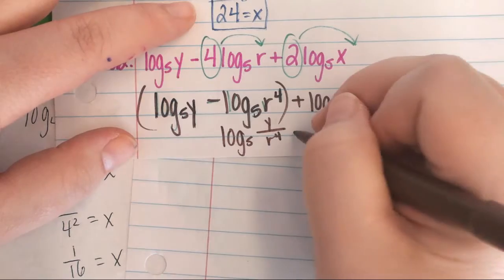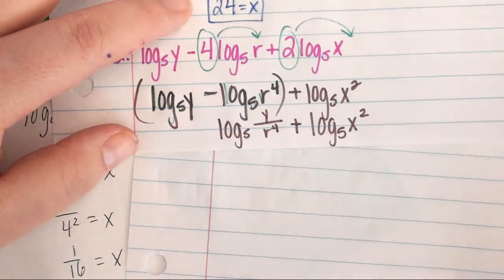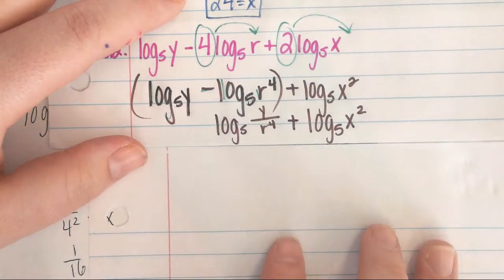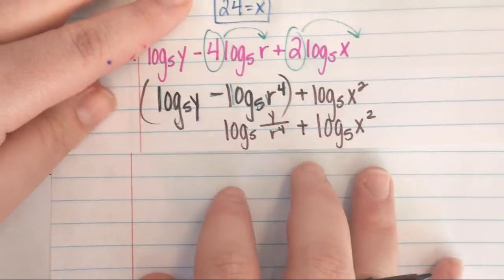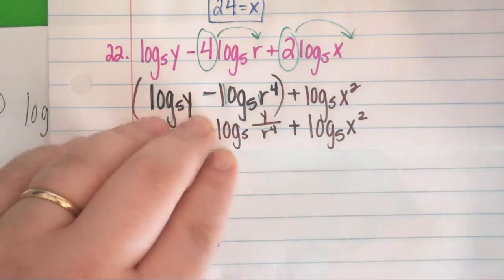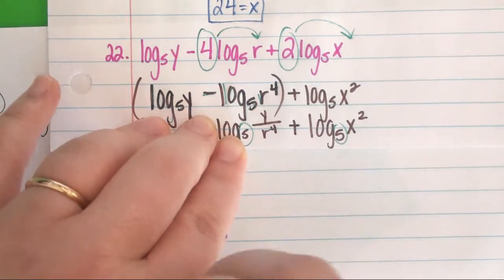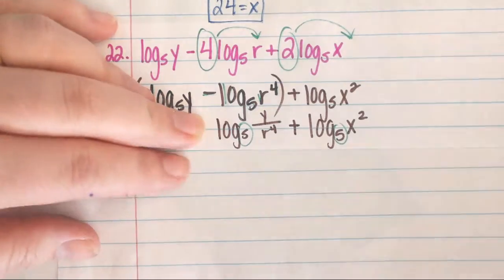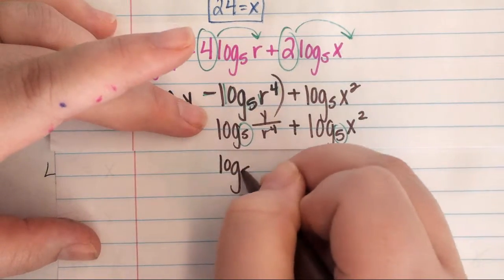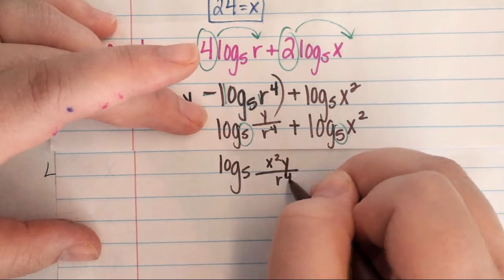I've still not messed with him, so I'm going to write it as log base 5 of x squared. But I ought to mess with him because they both have logs. They both have the same base of 5. Since we're adding, we're really multiplying the terms inside. So my final answer is going to be log base 5 of x squared y divided by r to the 4th.